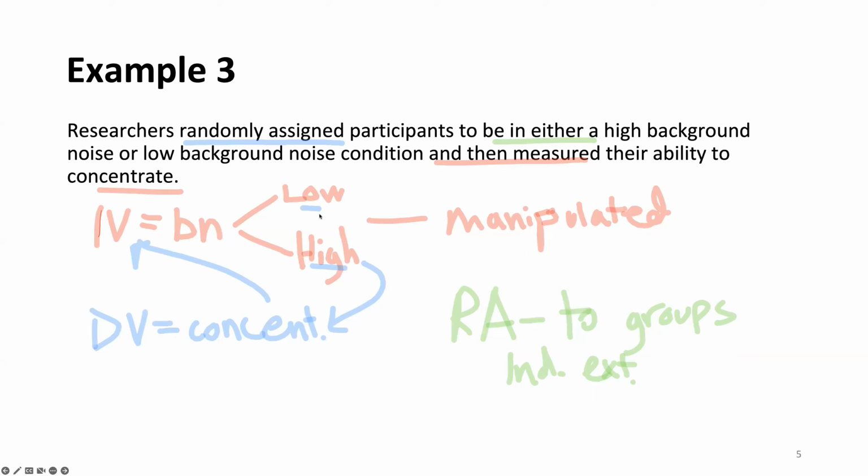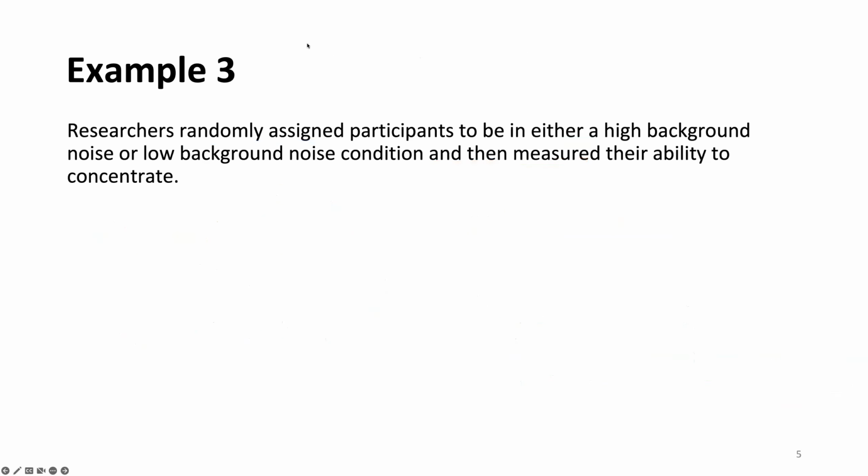So this is an example of a true experiment where we have random assignment to groups and we have manipulation of this independent variable. And this is a between subjects design. So there is a different video that talks about between versus within, but this is between. So let's stick with between. If I were to change this, I could say that for within subjects, everybody would experience all conditions and we would randomly assign the order of the conditions. So let's look at another example.